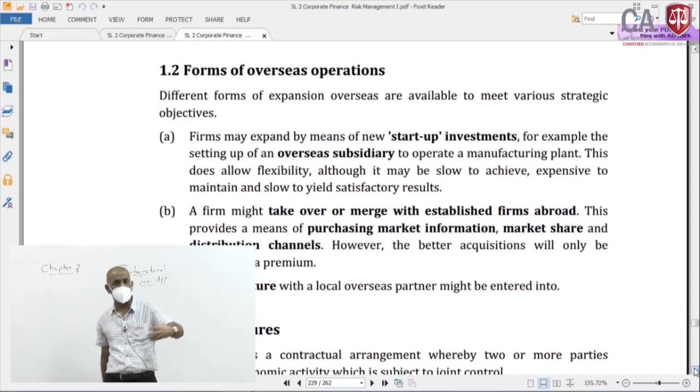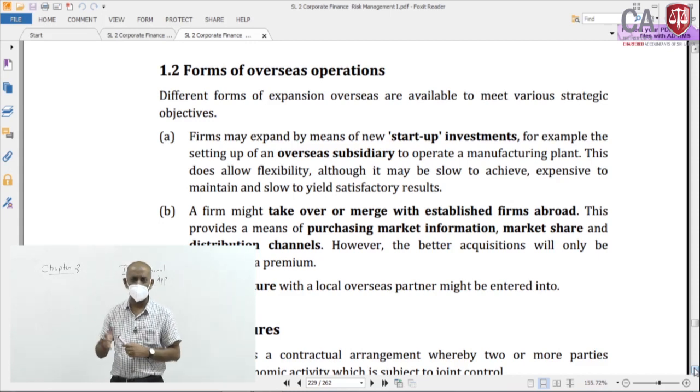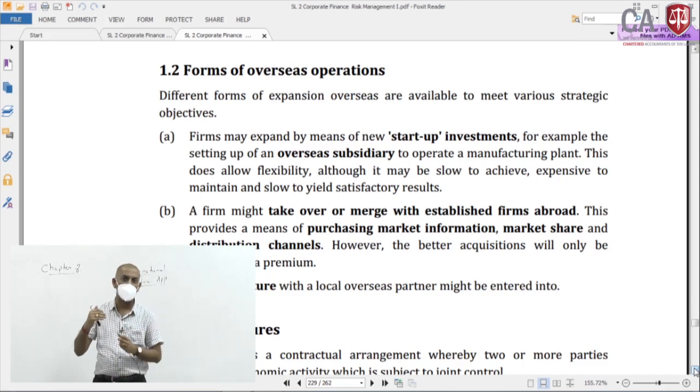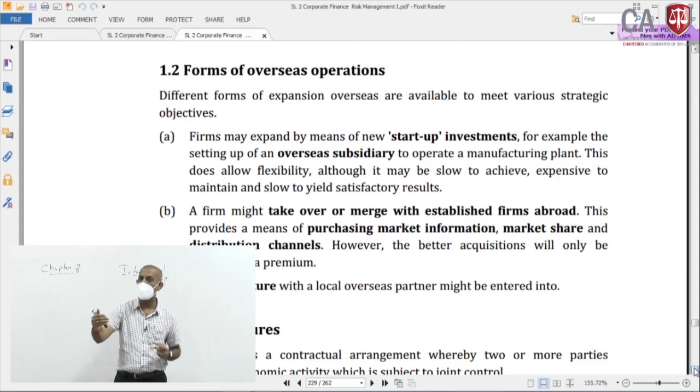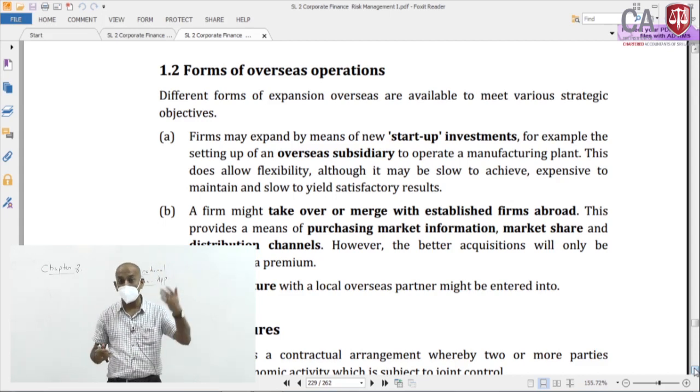Second, you can take over or merge with a local company already there. You can take over or merge with a company already there. By doing it, you will realize that you are able to get the information, market share, distribution channels, the brand, lot of things already established there. You go and buy that. So there is an advantage of you getting into that country market faster than you can do it from the own subsidiary when you start. So please be aware of the difference.